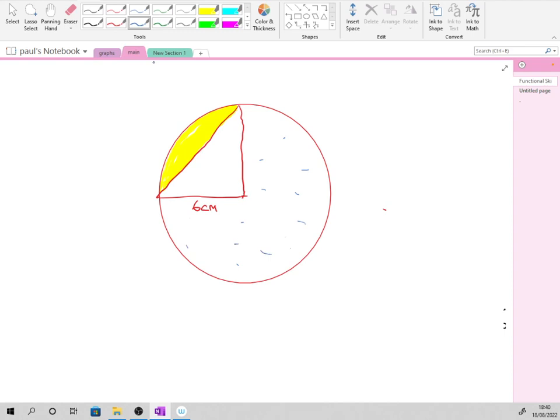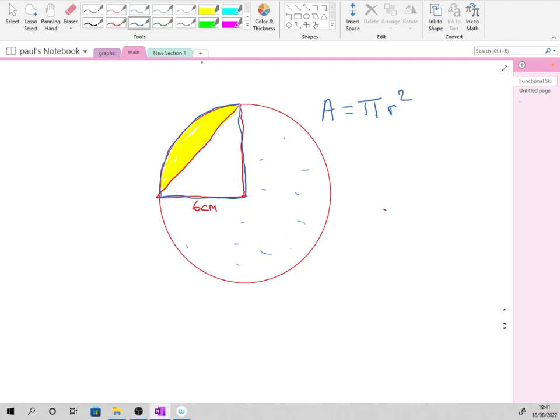So we'll look at this as a quarter of a circle. If we find the area of the quarter of a circle and then take away the triangle, we'll be left with the yellow bit. So the area of a circle is pi r squared.